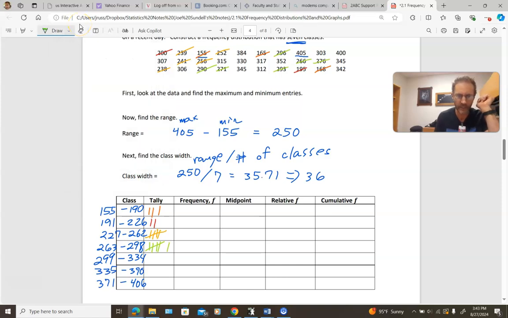And then from 299 to 334. Here's 303. 307. 315. 330. 317.